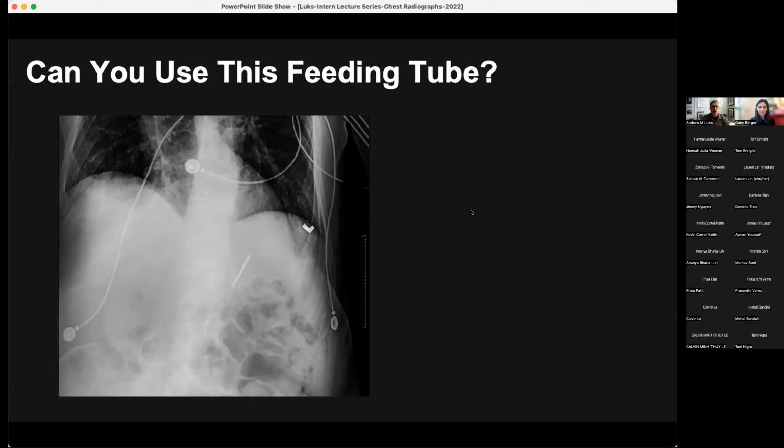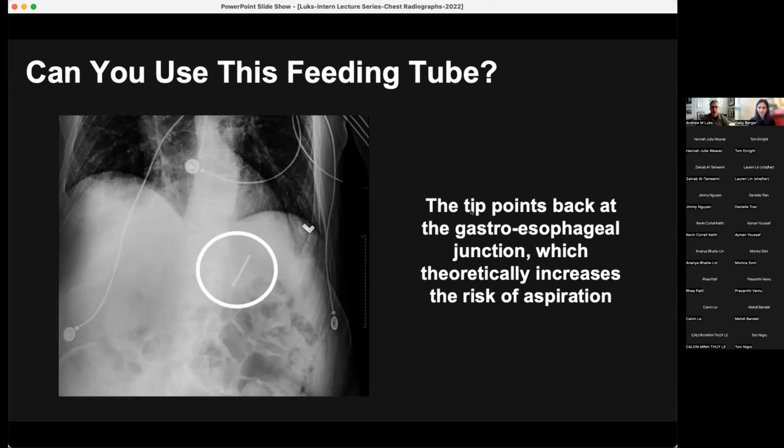Good. So I see a lot of people saying that they don't think that this tip is in a safe location. I think that's the right answer in this case. The tip is pointing back towards the gastroesophageal junction, which is going to theoretically increase the risk of aspiration. So you would ask the nurse to try to reposition the catheter tip in this particular situation. So good work on that.